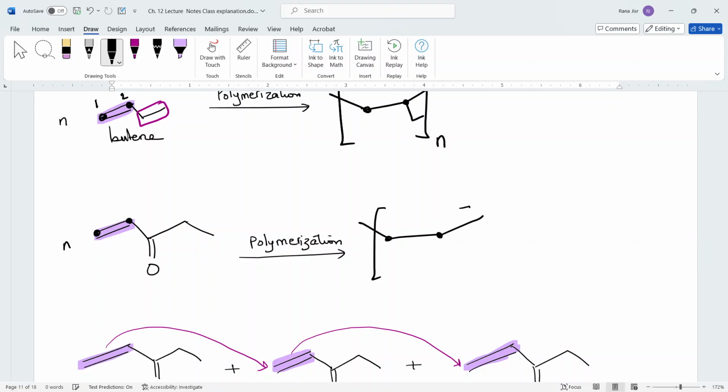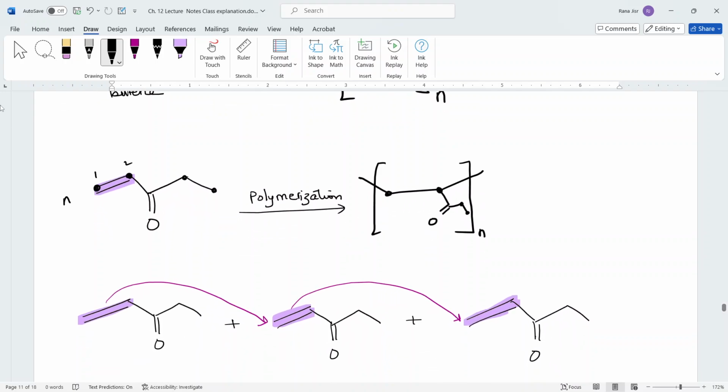Open my brackets, and whatever is on the second carbon, I do have a carbonyl, and I do have a CH2 and a CH3. So that is a CH2 and the CH3 in there. So I just go ahead and put them, and that is going to be to the end. And that is going to be my repeating unit, my polymer representation of the repeating unit.